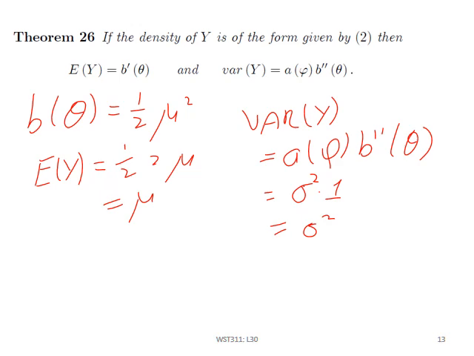Please consider the notes for calculating the expected value and the variance of a Poisson distribution using this theorem 26. Other distributions are also considered in the notes.